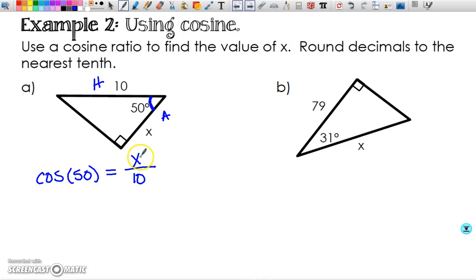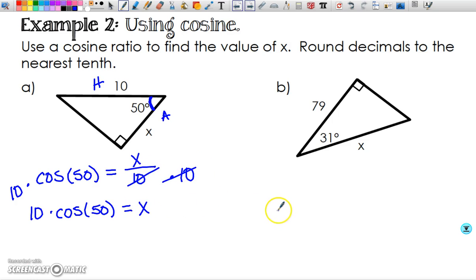Now in this case, x is in the top, so all we need to do is multiply both sides by 10 to get 10 times the cosine of 50. And when you multiply by 10, your 10s cancel, leaving you with x. So we will, again, finish that problem once we actually get into class together, and I can show you where the buttons are and how they work.